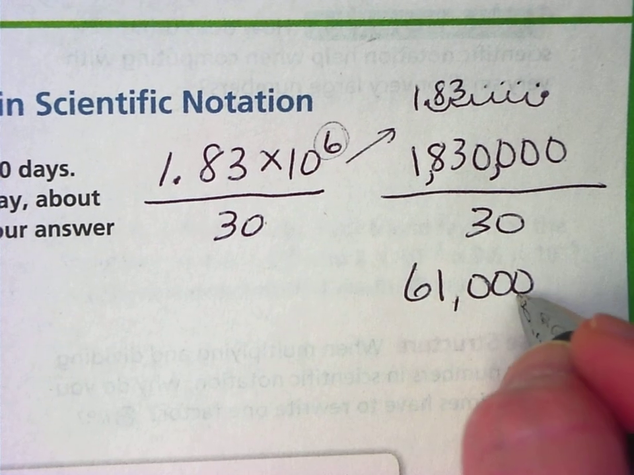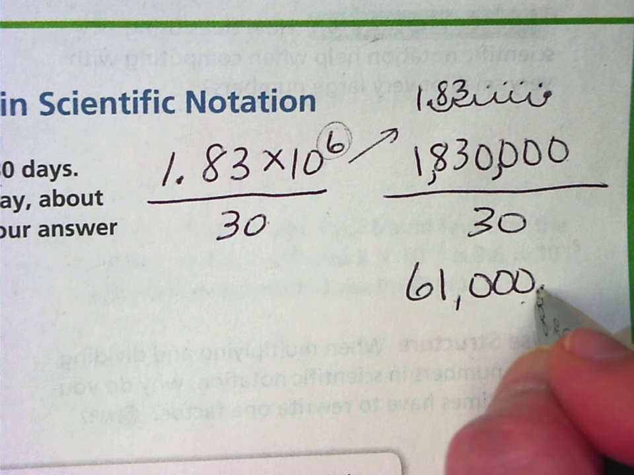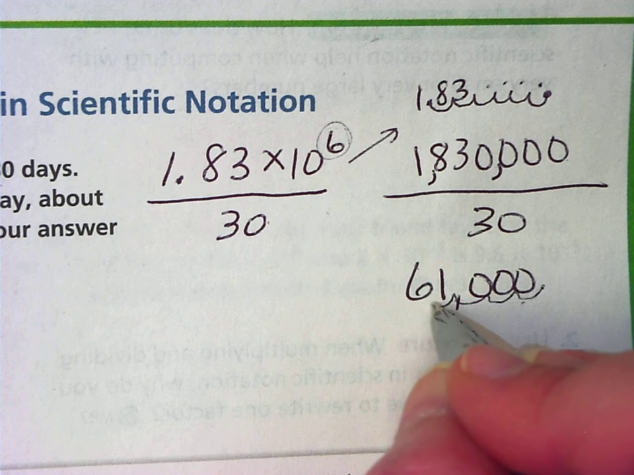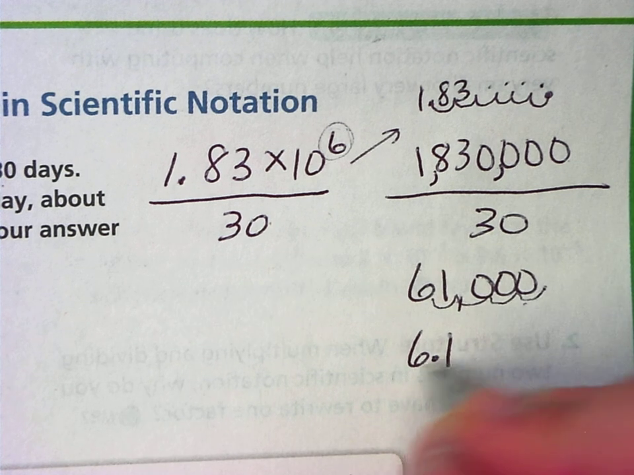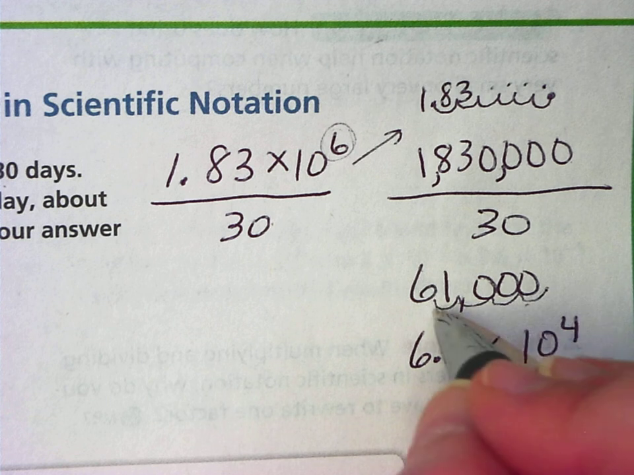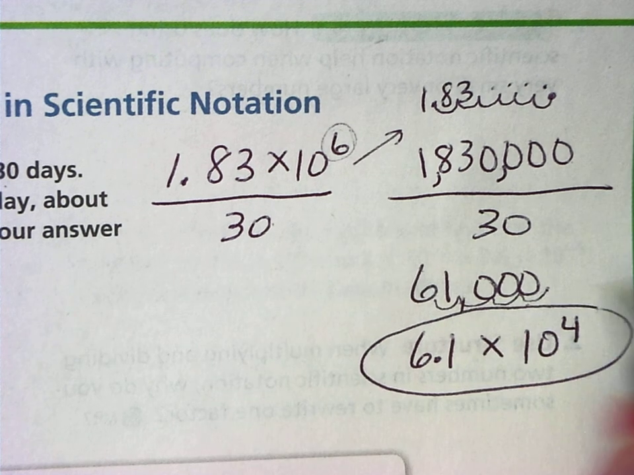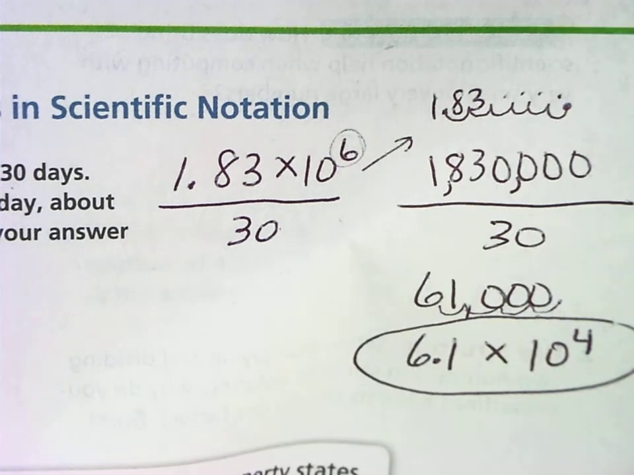Now, final step, change that back to scientific notation. So here's your decimal. You're going to move it 1, 2, 3, 4 times. If I stop my decimal right there, now my number's between 1 and 10: 6.1 times 10 to the 4th. I moved it 4 times, and it's a positive 4 because we started off with a number more than 1. Okay, let's take a look at another one.